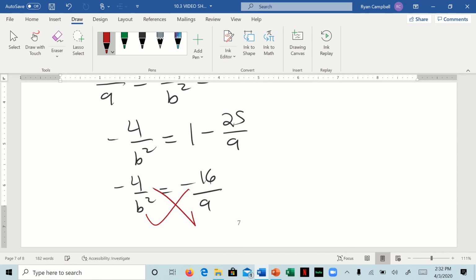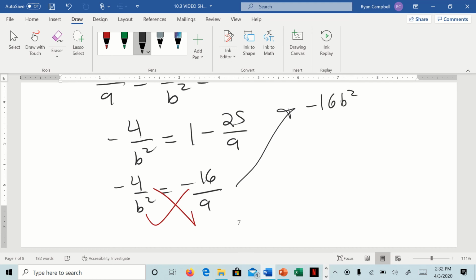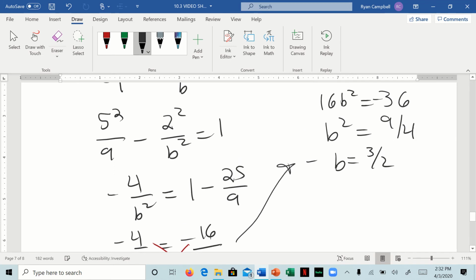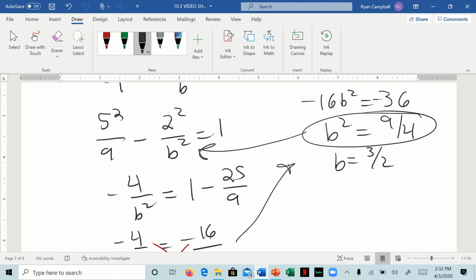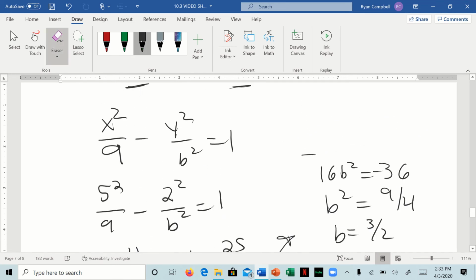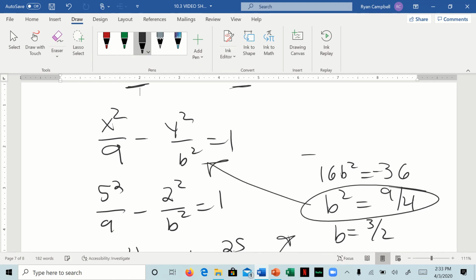If we cross multiply, we get negative 16b squared equals negative 36. So b squared is 9/4, which means that b is 3/2. Not that we needed it, right? Because we only needed b squared. We can just plug our b squared back into our equation.